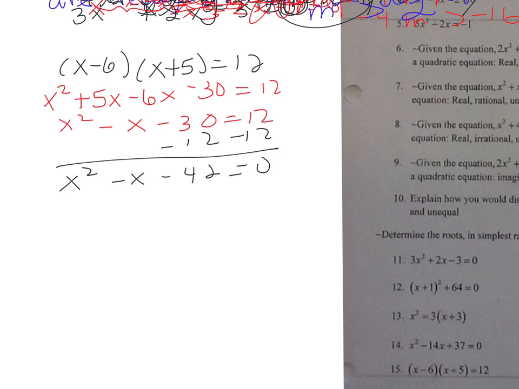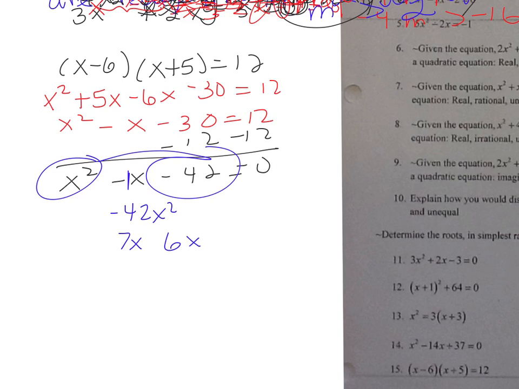So this is actually factorable, right? Because I notice right away, because there's really a 1 here, that this becomes negative 42x squared. And what numbers multiply to 42 and subtract to 1? That would be 7 and 6. Different signs. So I need a negative 7, a positive 6 to get negative 1.